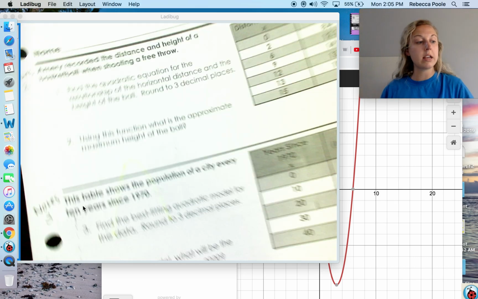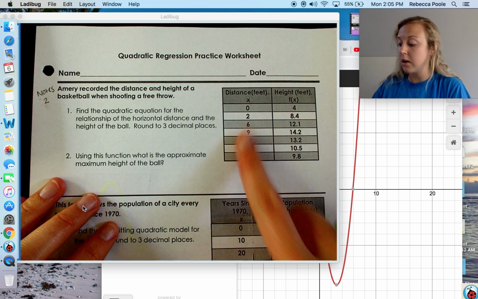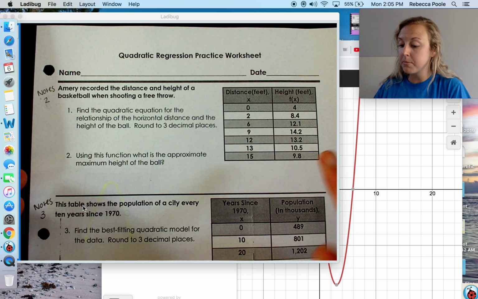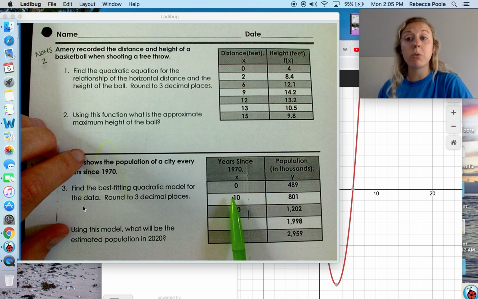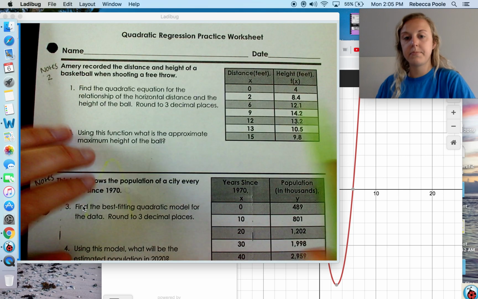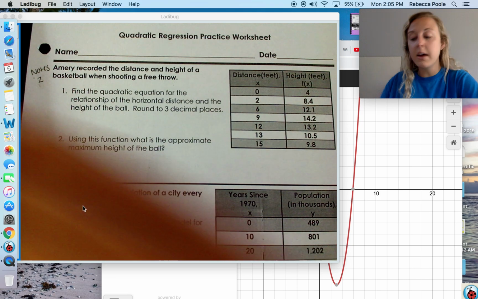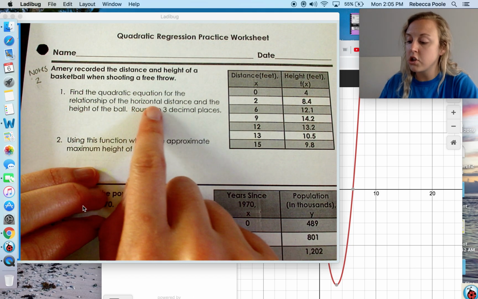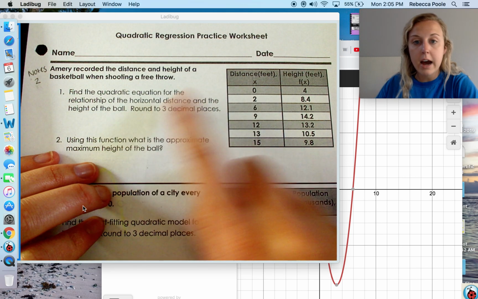So on our example sheet, I want to start just basically with how to do a table. So I'm going to do, I'll do this one first, and I'll probably go ahead and do another one too for some of you. Actually, yeah, that's fine. I'll do both of them. So for this one, it says find the quadratic equation for the relationship of the horizontal distance, the x's, and the height of the ball, the y's.